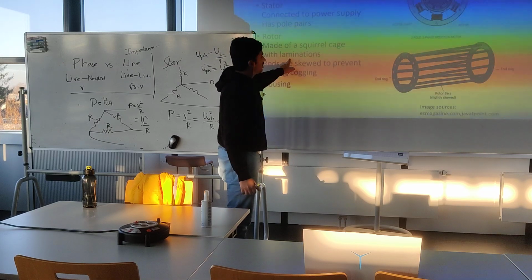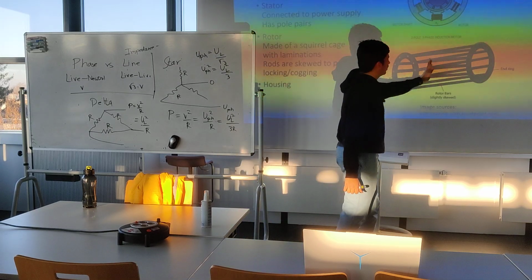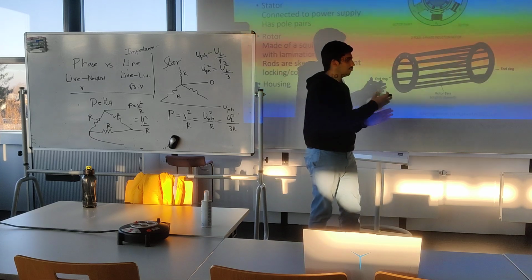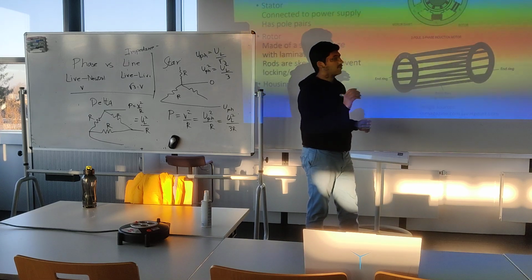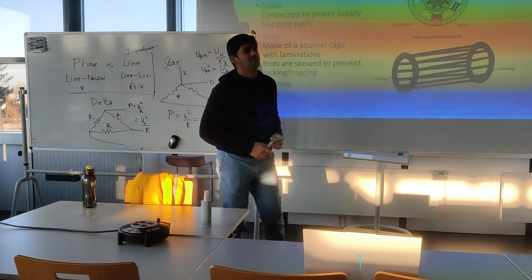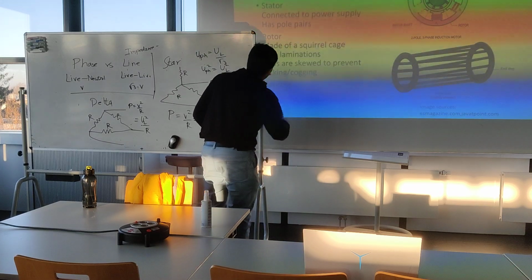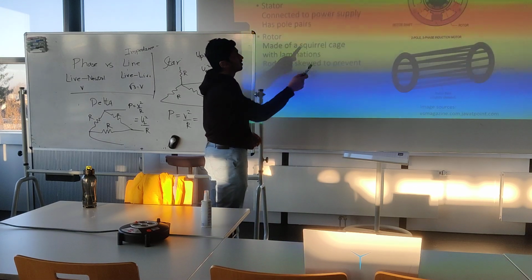Squirrel cage with laminations, so inside they're going to have many sheets which are laminated to prevent current from flowing between them, because of any current losses. Yes, exactly, we want to avoid eddy current losses. And we have a housing which is holding everything together.